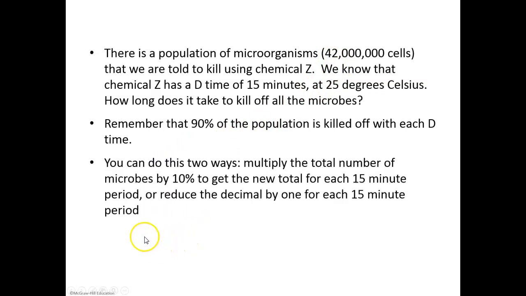So what does that mean to us? I already mentioned this before. You can do it 2 ways. Multiply the total number by 10% or 0.1 to get the new total for each 15-minute period, or reduce the decimal by 1 for each 15-minute period.